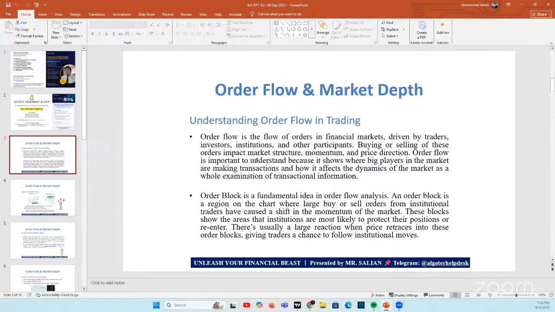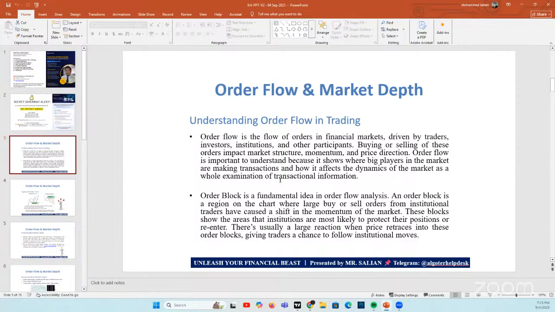Buying or selling of these orders impacts market structure, momentum. That's why you will see it in sideways motion, and then suddenly there's a spike of price action going to the upside, to the downside, because these big boys have stepped in and placed their bulk of orders at that current price. Huh? And order flow is important to understand because it shows where big players in the market are making transactions and how it affects the dynamics of the market as a whole.